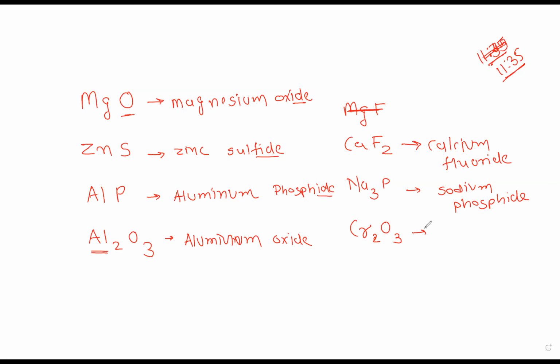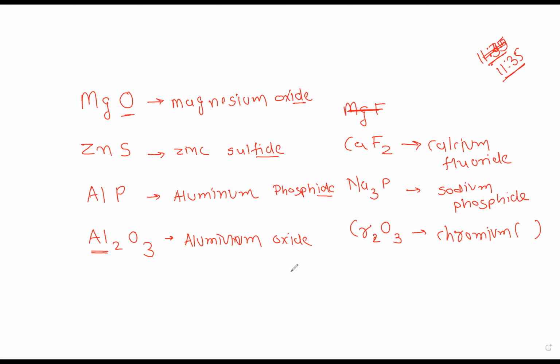And the last one, Cr2O3. Chromium 3 oxide. Great job, right? Chromium is one of the transition elements which can carry more than one charge. So yes, we are definitely going to write chromium. However, we need to specify what charge this chromium is going to carry in this chemical formula.